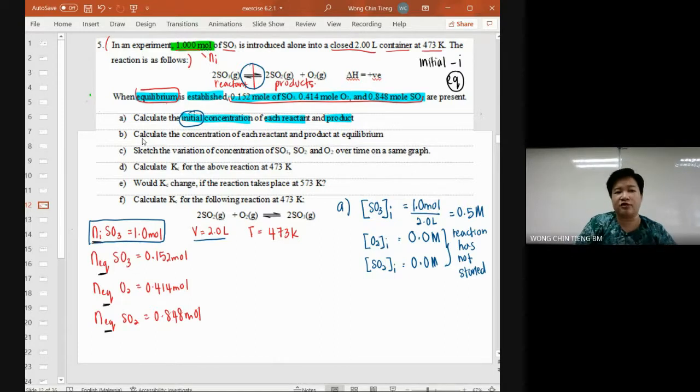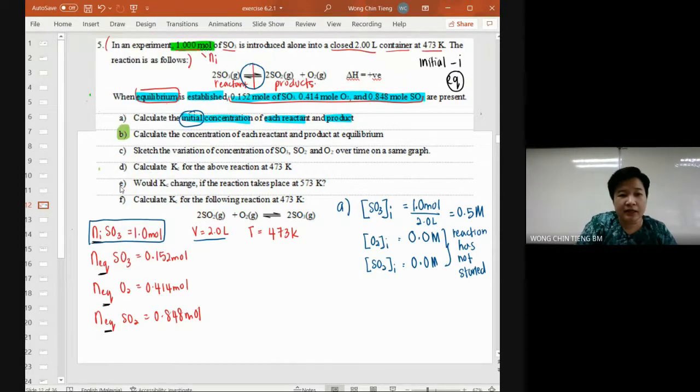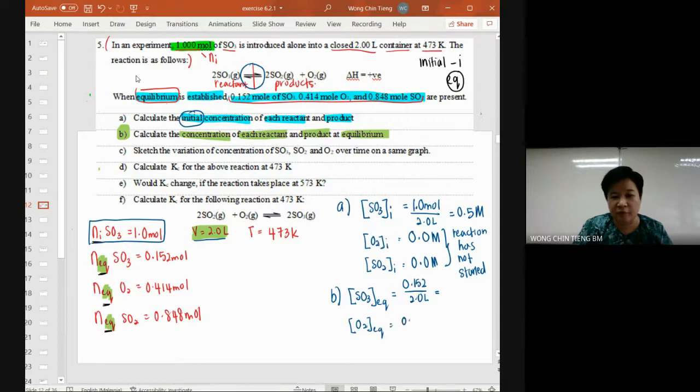Okay, so done with question A. Moving to your question B over here, the question is also quite easy, I think. Calculate the concentration of each reactant and product at equilibrium. I think this question has no problem either because the number of mole at equilibrium is already given, number of mole is there, volume is there. Right? Alright, everything is number of mole divided by volume. Only here, what I want to emphasize is the way we write. This is very important because we will use it later. Concentration at equilibrium is 0.152 over 2 liter. You will get the concentration. Concentration of O2 at equilibrium equals 0.414 mole over 2 liter. You will get the concentration, and the same thing for your SO2.